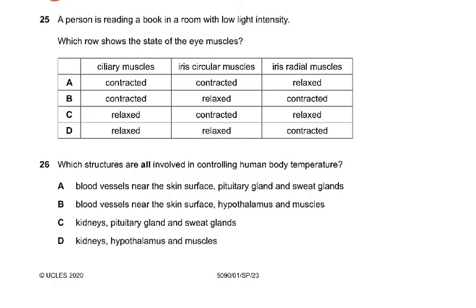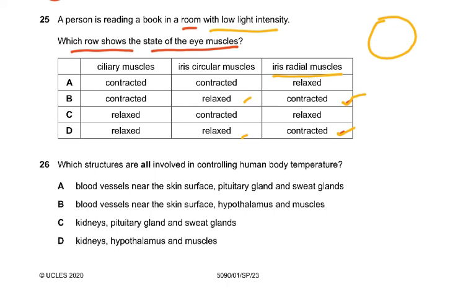A person is reading a book in a room with low light intensity. Which row shows the state of the eye muscles? Now you've got to realize it is low light intensity. So pupil is large. So the radial muscles have contracted. These are the two situations that this has to be relaxed. So answer can either be B or D.